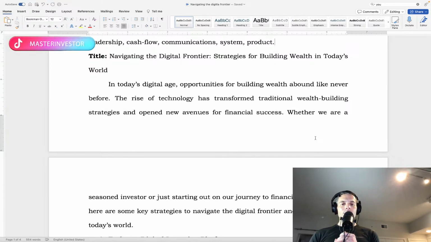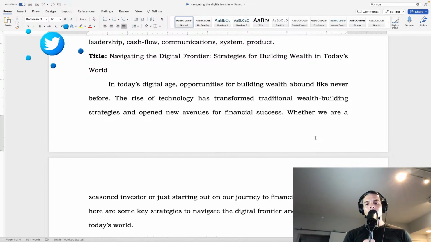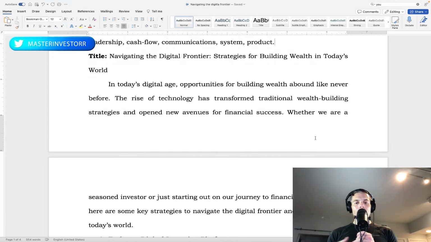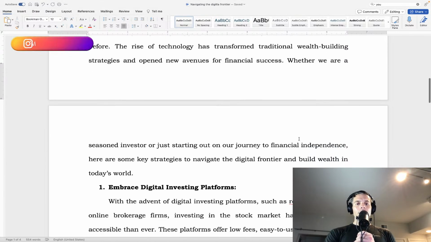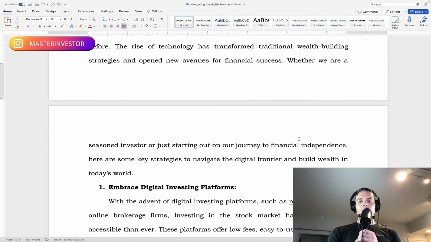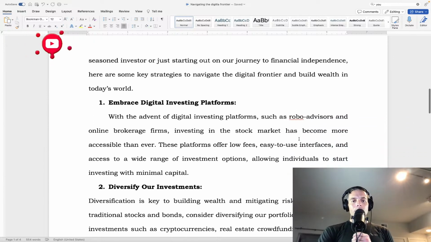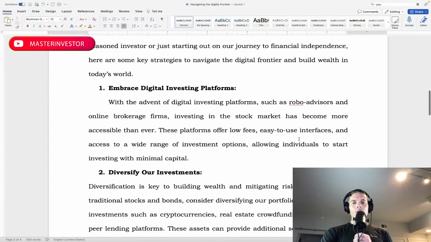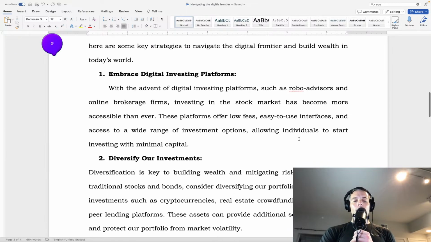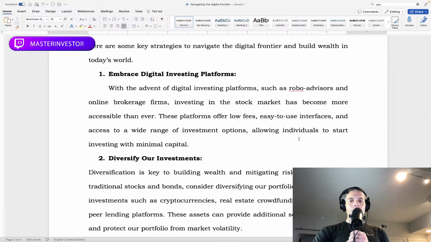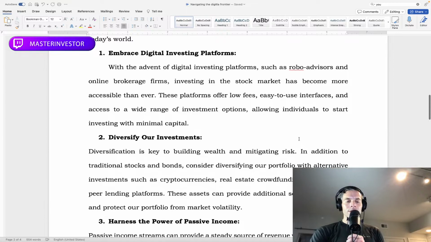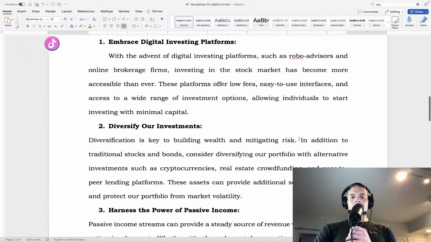In today's digital age, opportunities for building wealth abound like never before. The rise of technology has transformed traditional wealth building strategies and opened new avenues for financial success. Whether we are a seasoned investor or just starting out on our journey to financial independence, here are some key strategies to navigate the digital frontier and build wealth in today's world. Number one, embrace digital investing platforms.